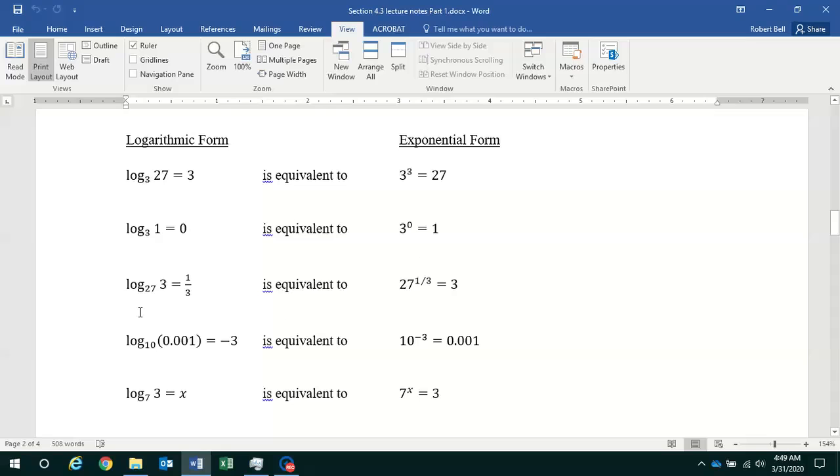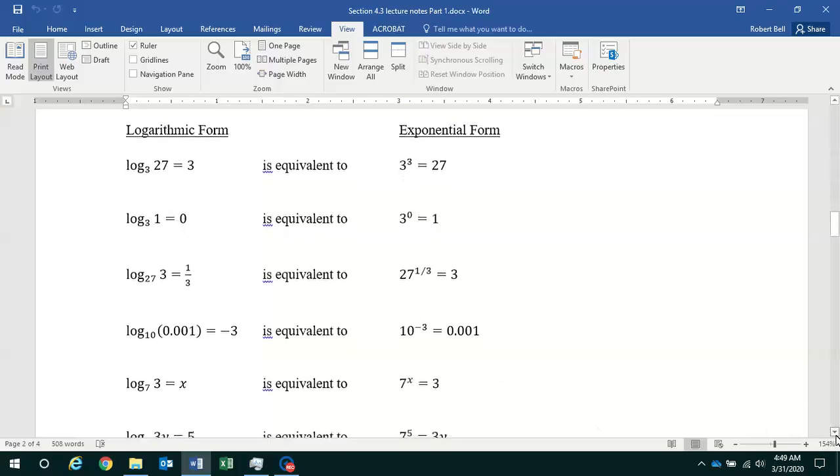Log base 27 of 3 is equal to 1/3. That's true. 27 is the base, 1/3 is the exponent because 27 to the 1/3 power is equal to 3. Remember, 1/3 as a rational exponent means cube root. The cube root of 27 is equal to 3. Log base 10 of 1/1000 is equal to -3. 10 is the base, -3 is the exponent. That's true because 10 to the -3 power is equal to 0.001.